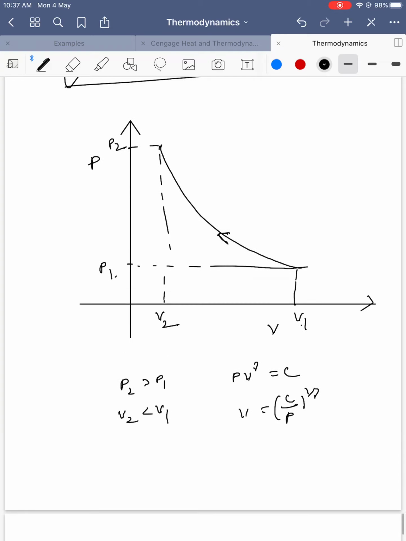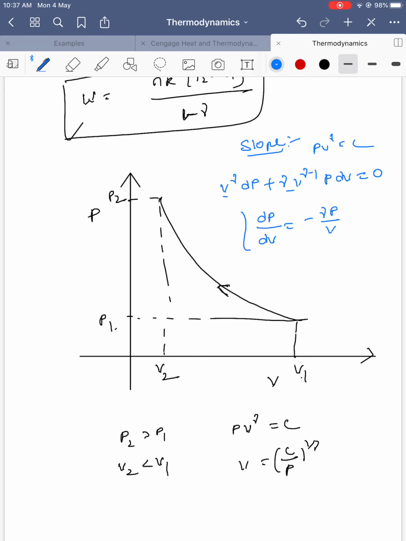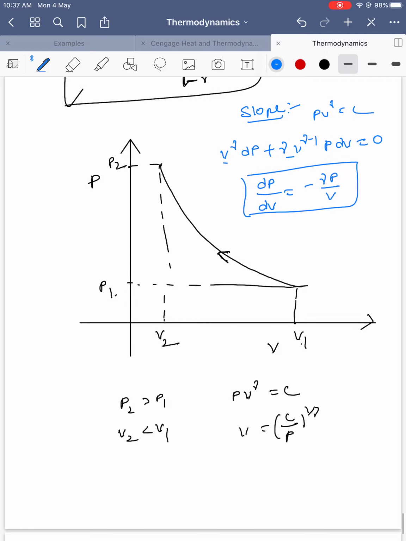What is the slope of this curve? To find the slope, PV power gamma is equal to constant, differentiate. So V power gamma into dP plus gamma V power gamma minus 1 into P dV is equal to 0. So dP by dV is equal to minus gamma P by V. So slope is minus gamma P by V.